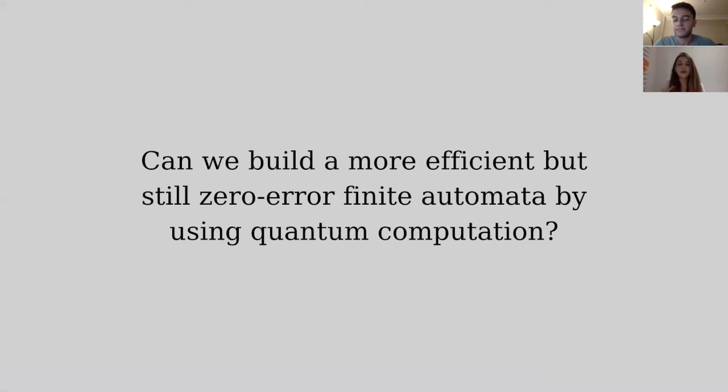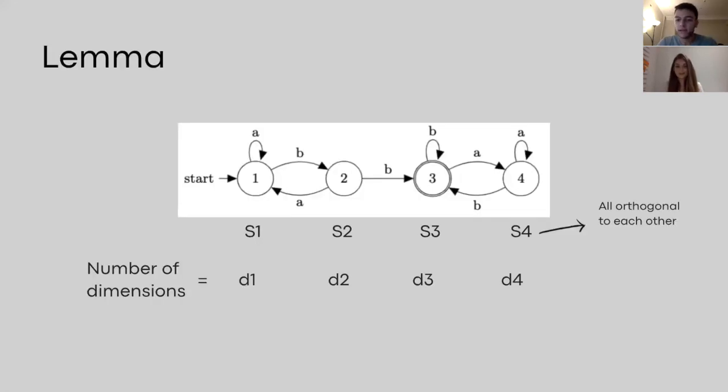The question we asked ourselves is whether we can build a more efficient but still zero error finite automata by using quantum computation. We proved that this is not possible. Think of any input that takes the DFA to the ith state. Then the vector space that is spanned by any possible quantum state that can be achieved with the same inputs is called SI. So there exists a vector space that corresponds to each state in our DFA.